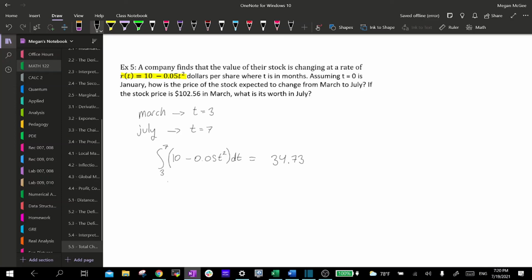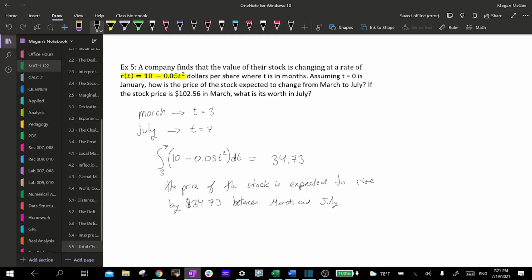So the price of the stock is expected to rise, because it's positive, by $34.73 between March and July.